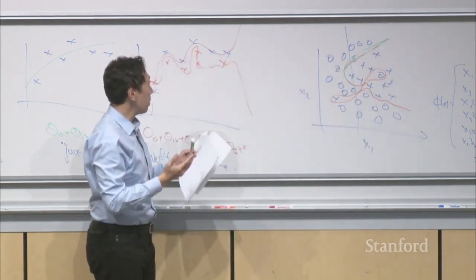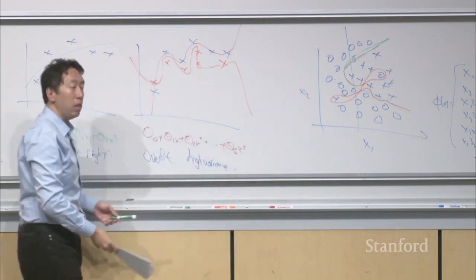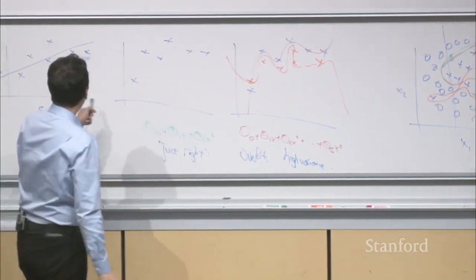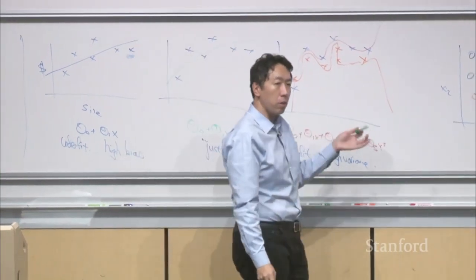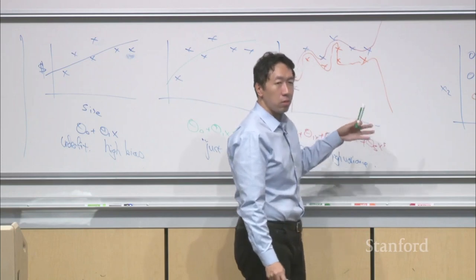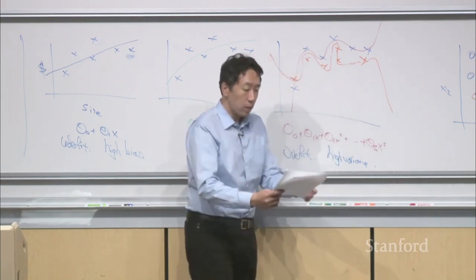The green line seems to be a pretty good way of separating positive and negative examples that's just right. Similar to these colors here, the blue line underfits because it's not capturing trends that are pretty apparent in the data. The orange line overfits. It's just much too complicated a hypothesis, whereas the green line is just right. Okay.